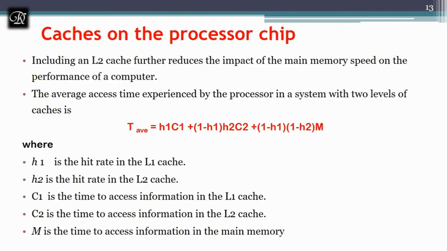The formula for a processor with 2 levels of cache is just an expansion of the previous one, where H1 is the hit rate on the L1 cache, H2 is the hit rate on the L2 cache, C1 is the cache 1 access time, and C2 is the cache 2 access time, and L1 and L2 are the levels. M is the time to access the information from the main memory. So this is the formula given for the L2 cache.